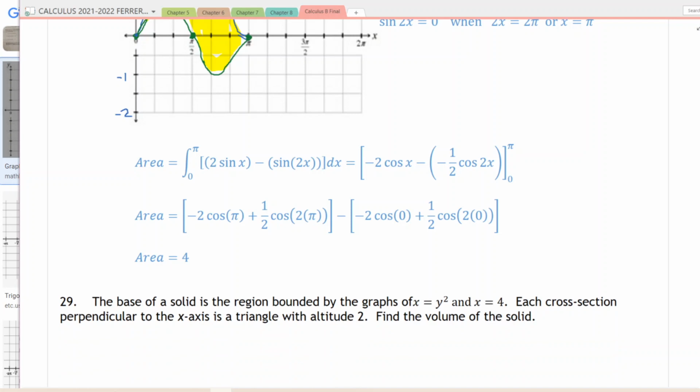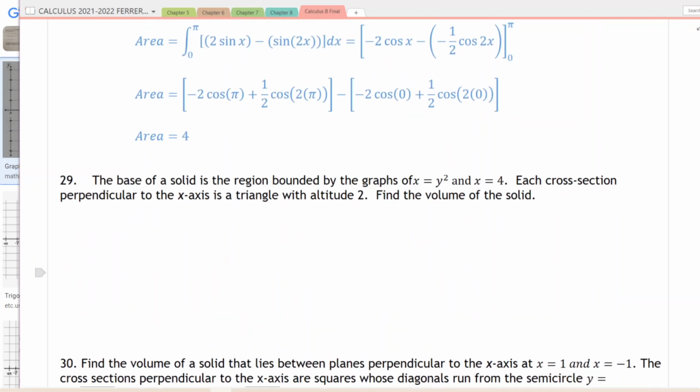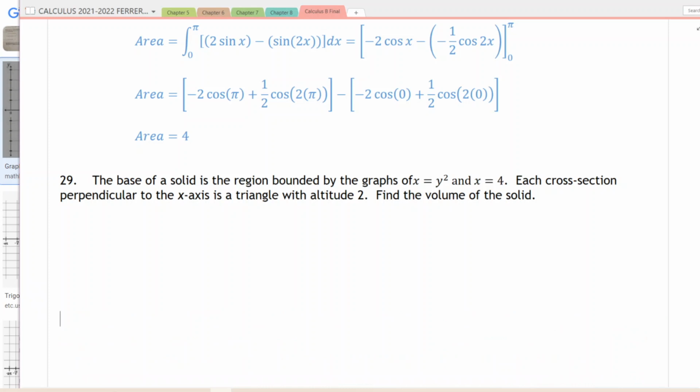Let's take a look at 29 now. We're getting to cross-sectional areas. So the base of a solid is bound by the graphs of x equals y squared and x equals 4. The cross-sections are perpendicular to the x-axis, and they are triangles with an altitude of 2.